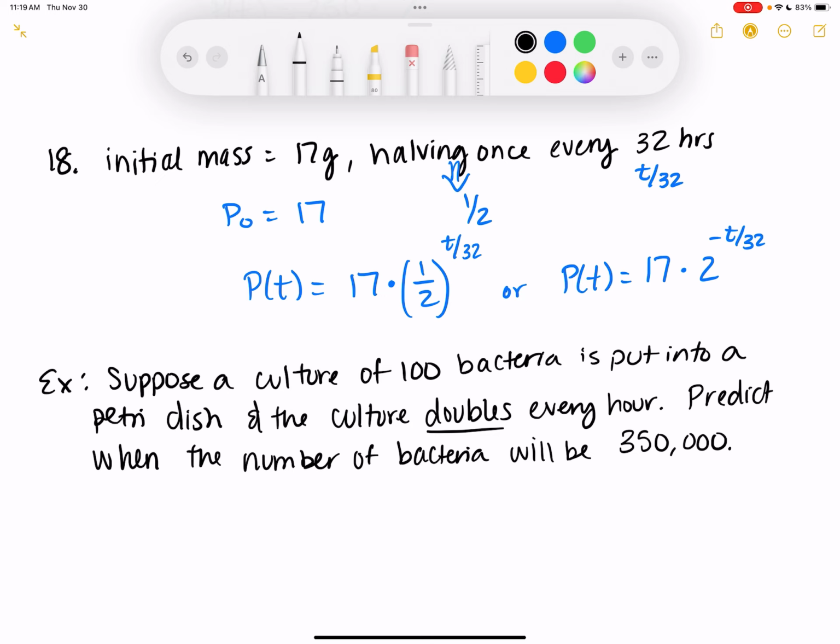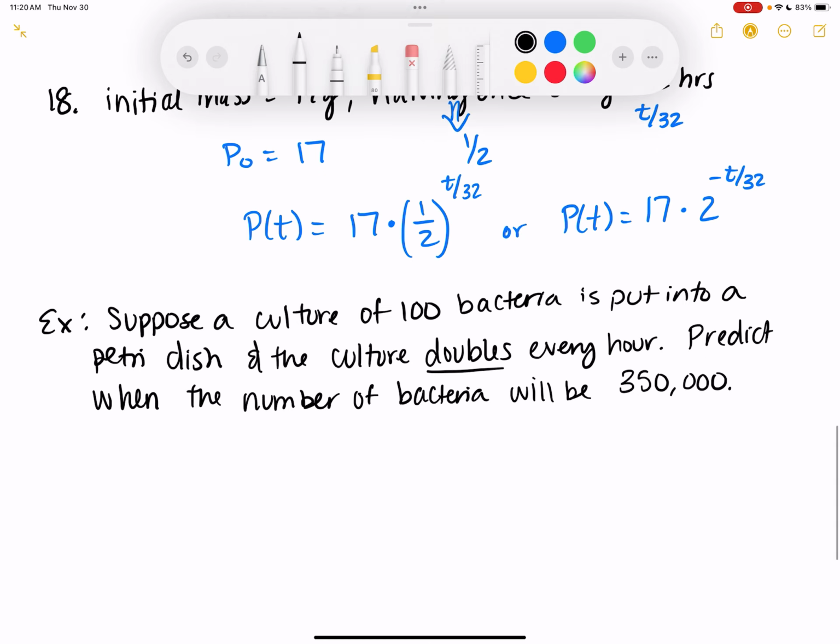So basically, we're now going to be solving for t. We're trying to figure out how long it's going to take. Now, notice it doubles every hour. So that means that what we're dealing with is going to be hours now. So our initial P0 is 100. Okay, now that means that's what happens at 0 hours.